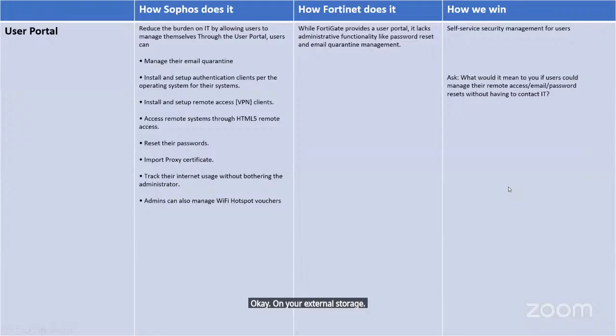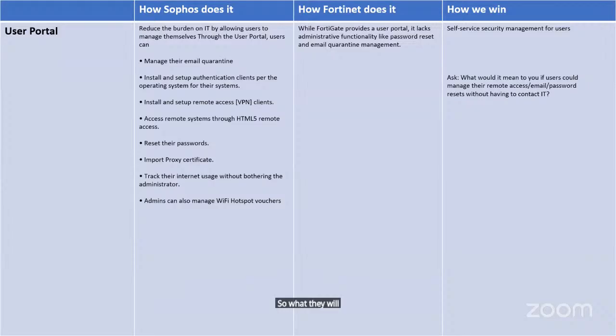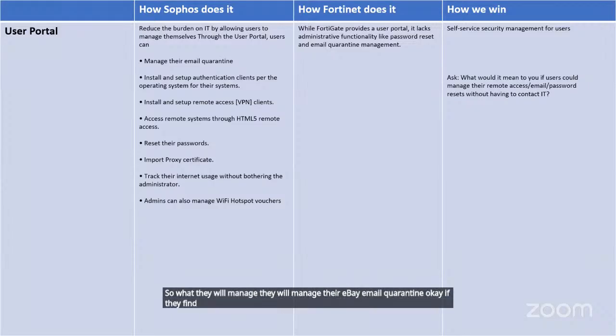There is a user portal. Last, we will discuss this, and then I will go to the labs. It reduces the burden on IT by allowing users to manage themselves. Here the users themselves will manage through the user portal. So what will they manage? They will manage their email quarantine. If they find the mail is genuine, they will release it, and they take the action accordingly.